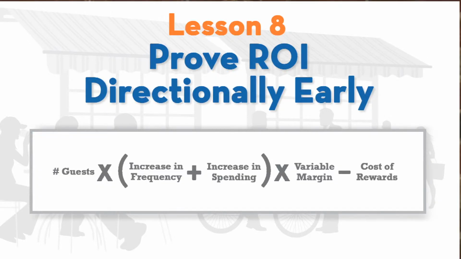So in terms of ROI, don't make it complicated like the Fed. Keep it simple: members, frequency, and spend. Now let's go to our last lesson.